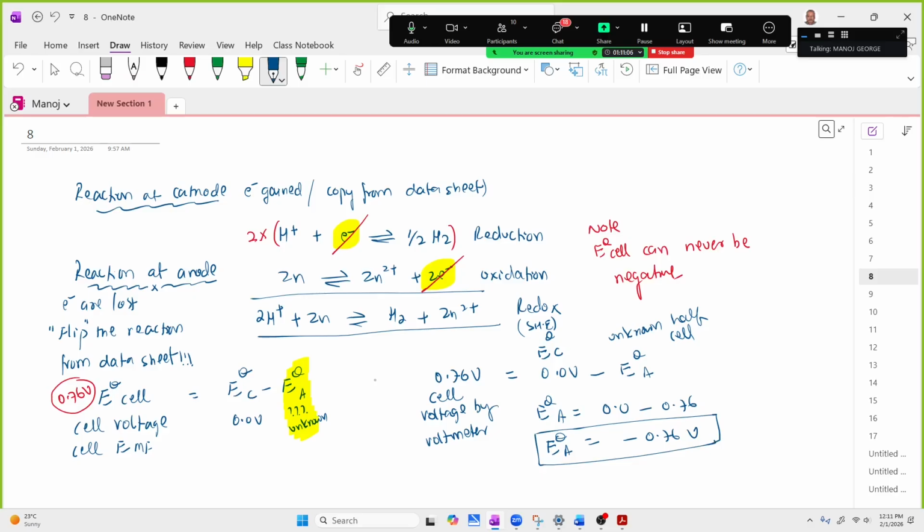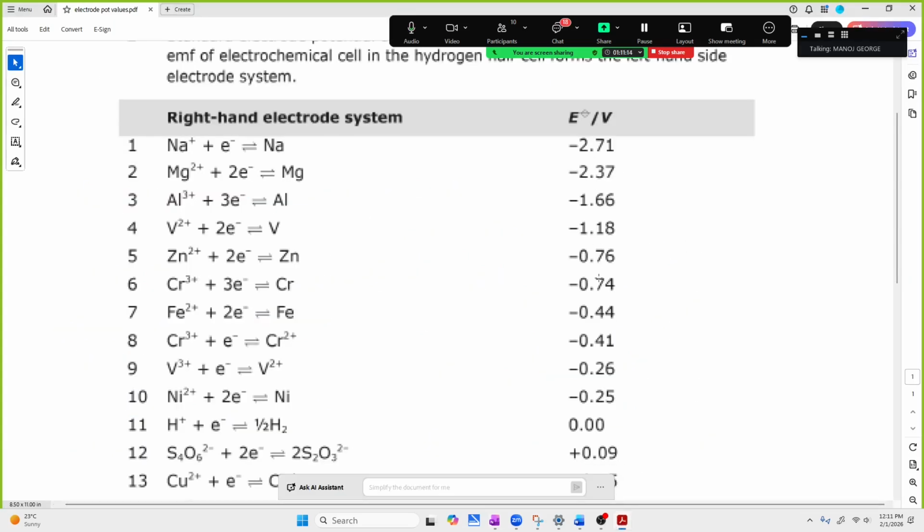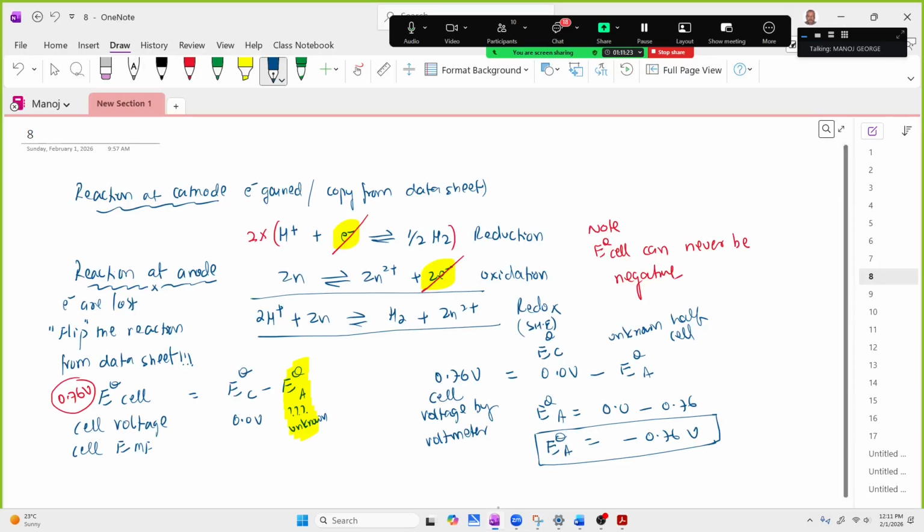On a scale of 0 to 10, tell me how clear you are as to what I said. This is how every one of these values was calculated. The voltmeter gives you the cell voltage, SHE is 0, and you just have to figure out the value of the other half cell. That's all you have to do. Is everyone clear so far? Still waiting for a response in the Zoom chat.